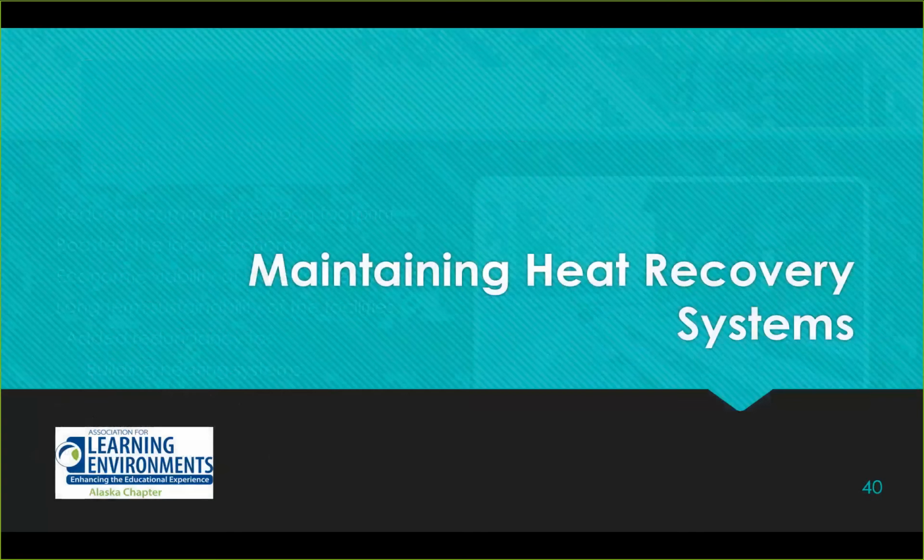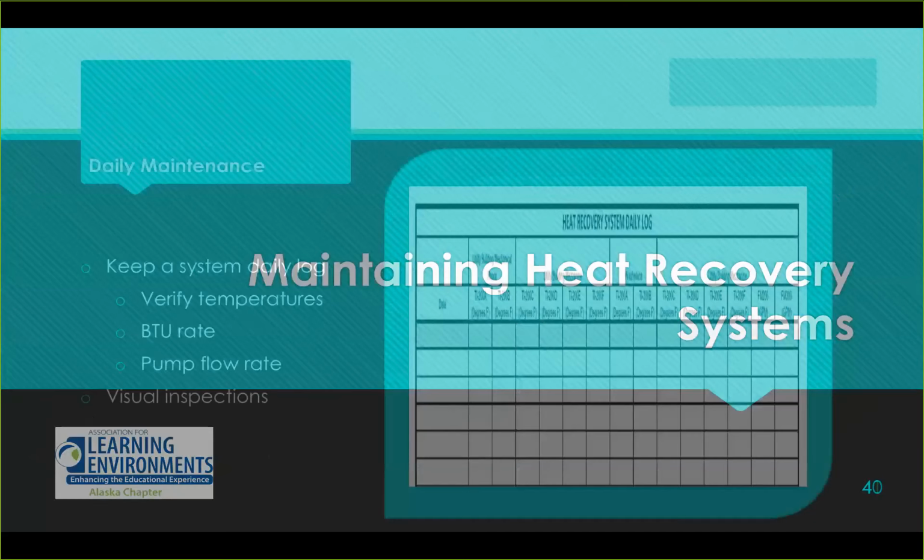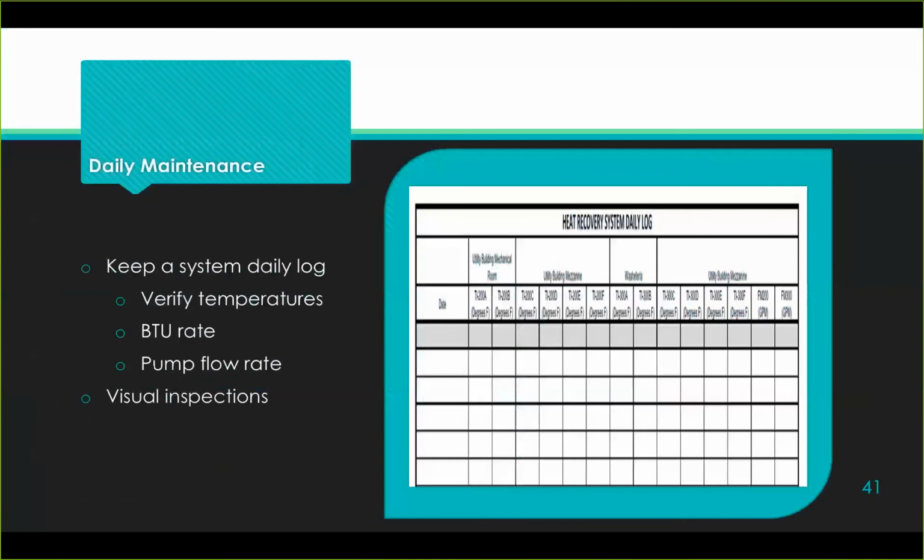So you've seen it work. We know it's been successful. We know it's installed in several communities already, and we're looking to expand those. But what does that mean to the end user? I mean, the question is, once you get this system in, are you going to spend more money maintaining it? Not really. Daily maintenance is actually pretty simple in this regard.